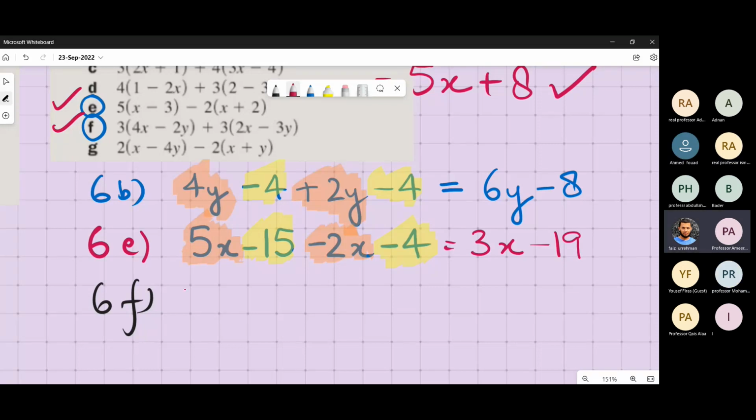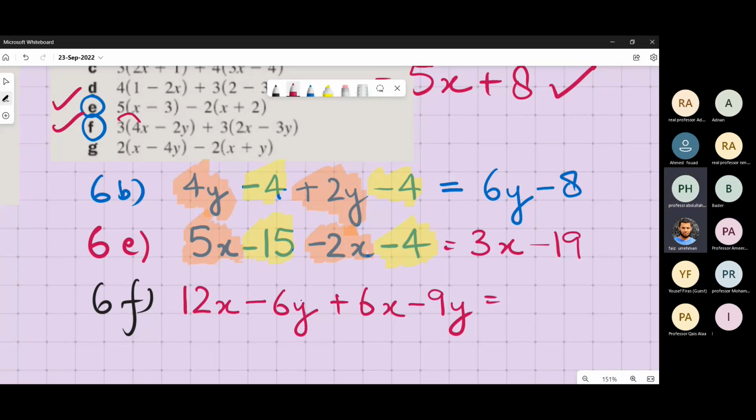Mister, you saw my answers? F? Now I'm checking. Okay, now look at the screen. 3 times 4x is 12x. Minus 6y plus 6x. Minus 9y. Equal 18x minus 15y. You will get 18x, minus 15y. Who got this answer? I got it, Mister.